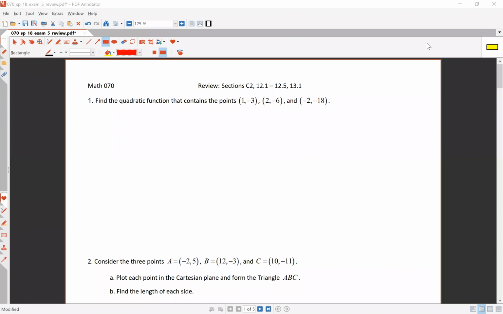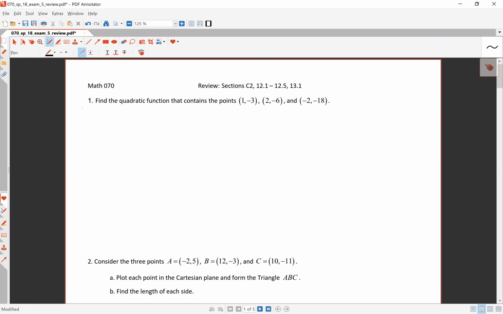This video covers the review for section C2, Systems of Linear Equations in Three Variables. Number 1, find the quadratic function that contains the points (1, -3), (2, -6), and (-2, -18).